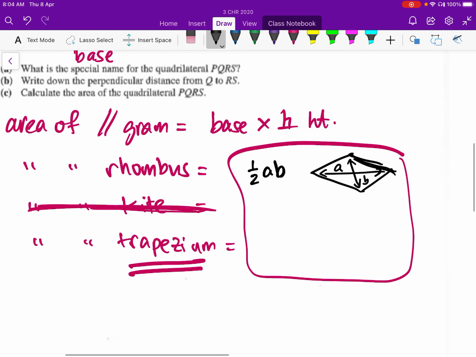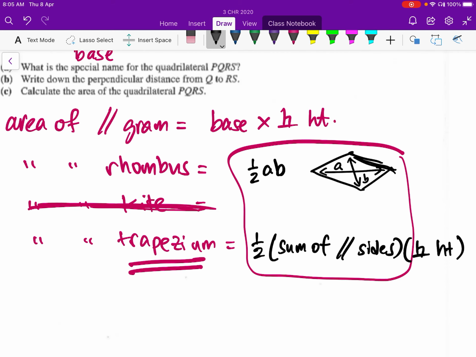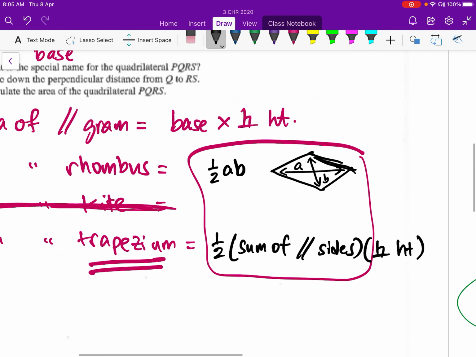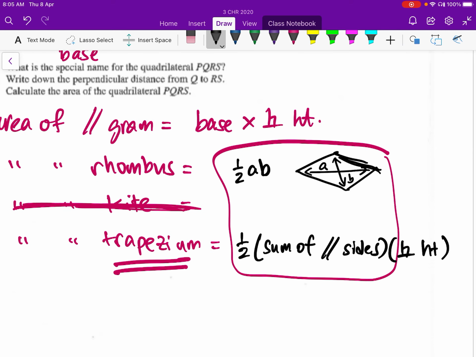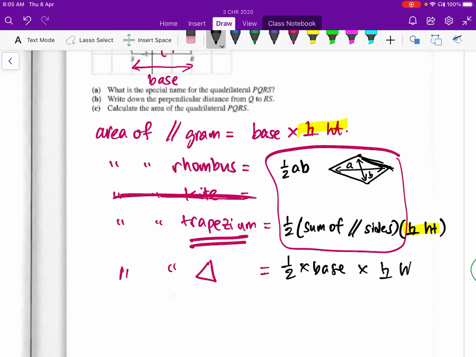Then the next one will be a trapezium. Yesterday we covered half times the sum of parallel sides. Okay, sum of parallel sides times the perpendicular height. So these are the few that we need to know, including area of a parallelogram, base times the perpendicular height. So you see this term perpendicular height keeps on appearing, including for your area of a triangle. Area of triangle equals half times base times perpendicular height.